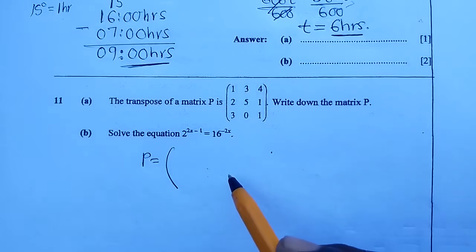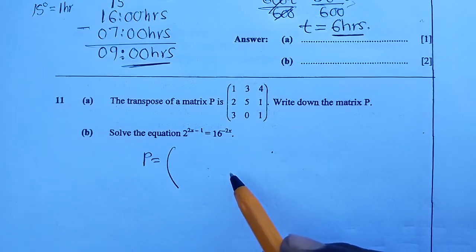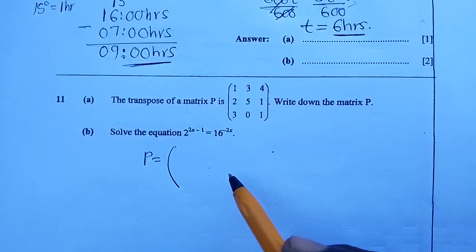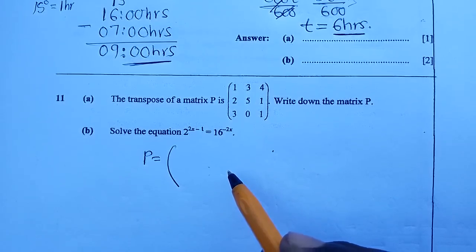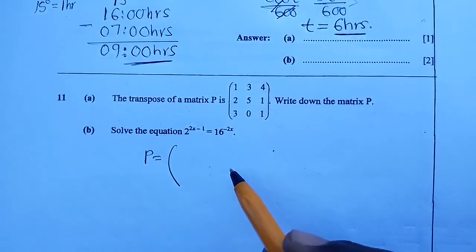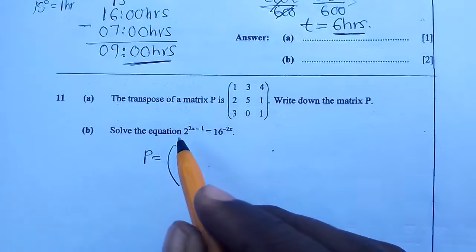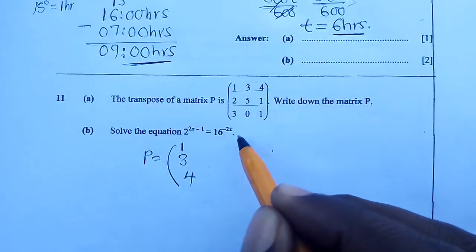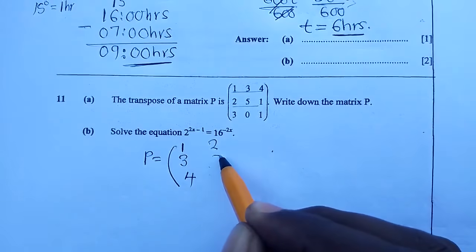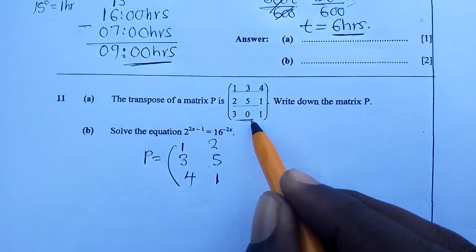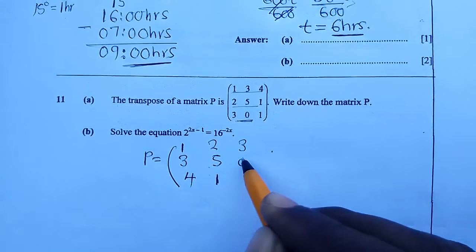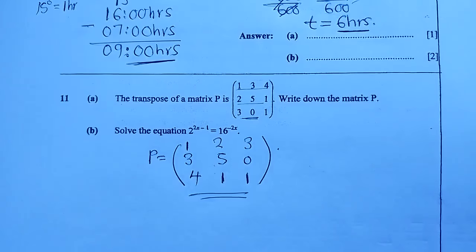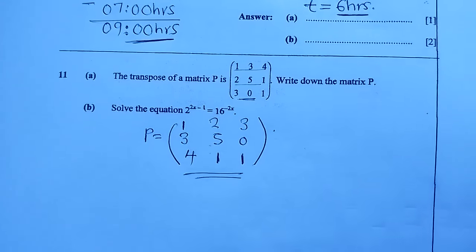They are just telling you, if you are given a matrix, you are told to find the transpose, you change rows to columns. If you find that transpose, you are told to find the original matrix, you also change the rows to columns. So this whole thing here will become 1, 3, 4. This one will be 2, 5, 1. This one will also be 3, 0, 1. This is your answer. This is matrix P.